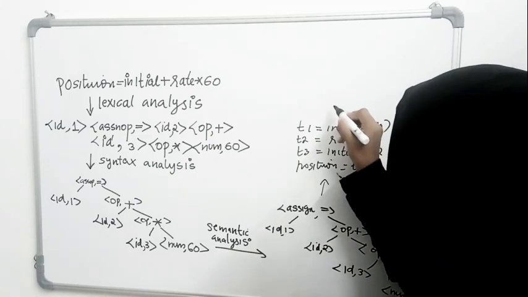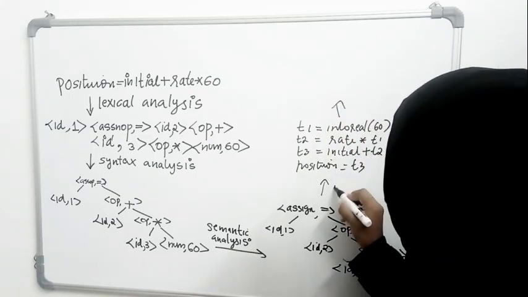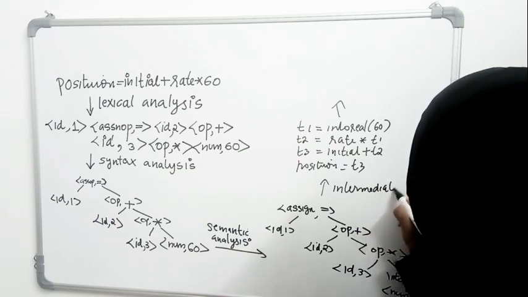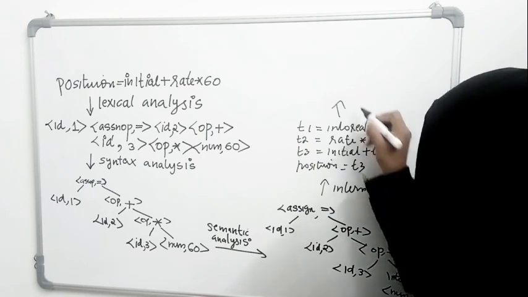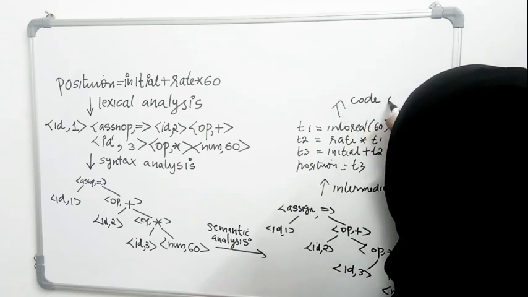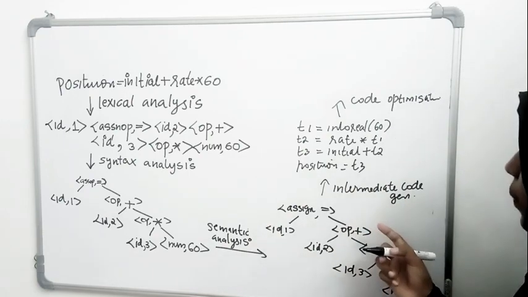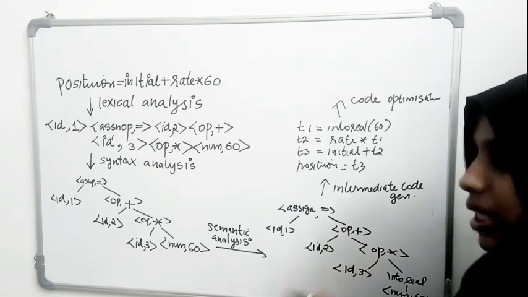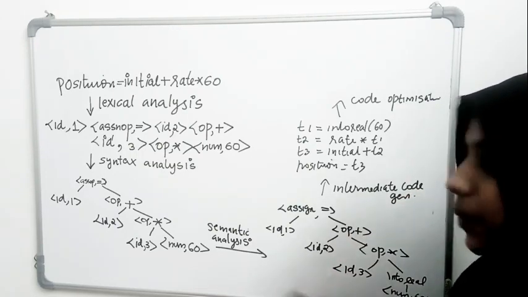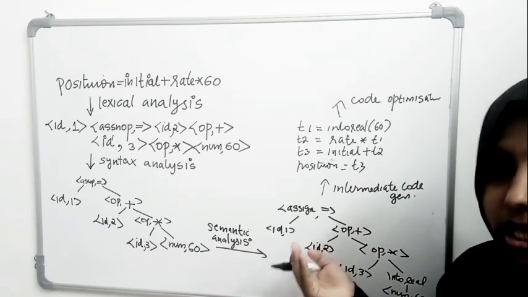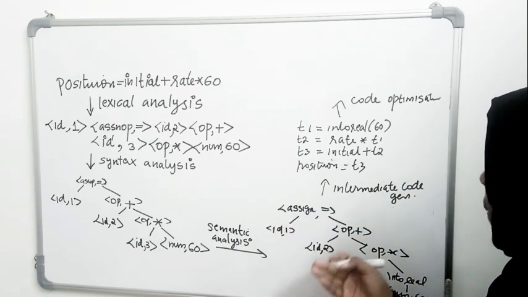Now the next phase is code optimization. Intermediate code generation is this phase. Next the phase is code optimization. As we have discussed in the previous video, in code optimization you can apply some transformation on the code such that the code can be made to run faster or take less space or both at the same time.